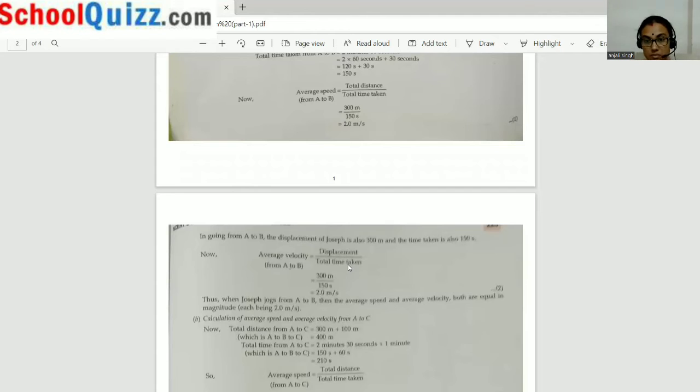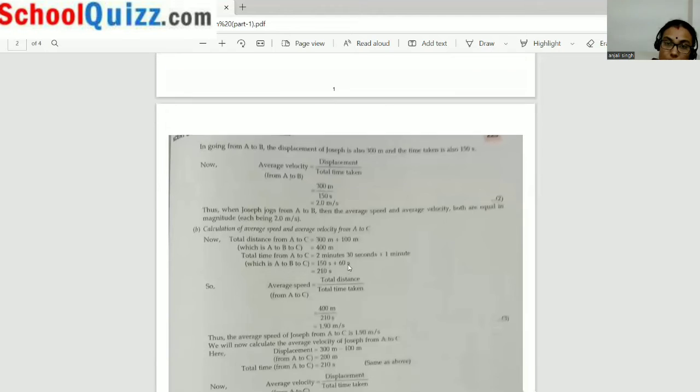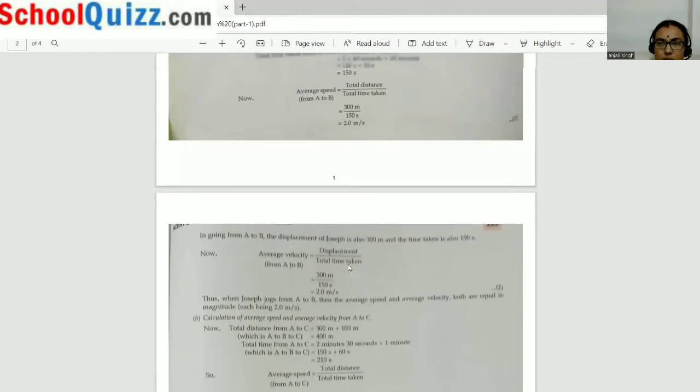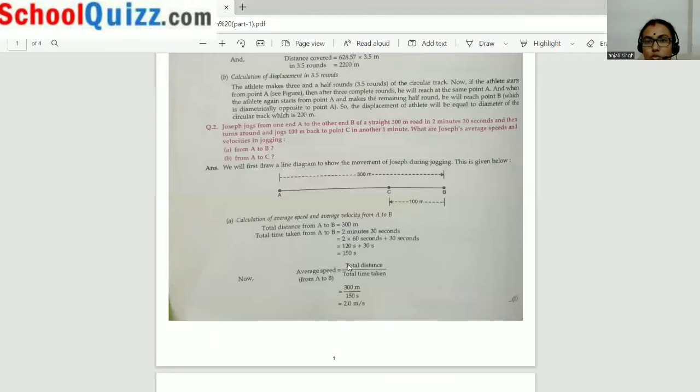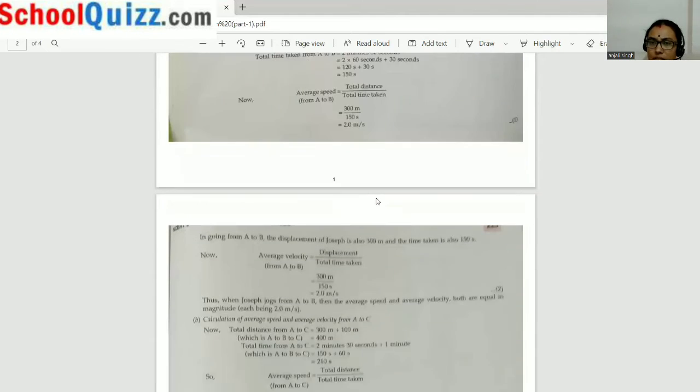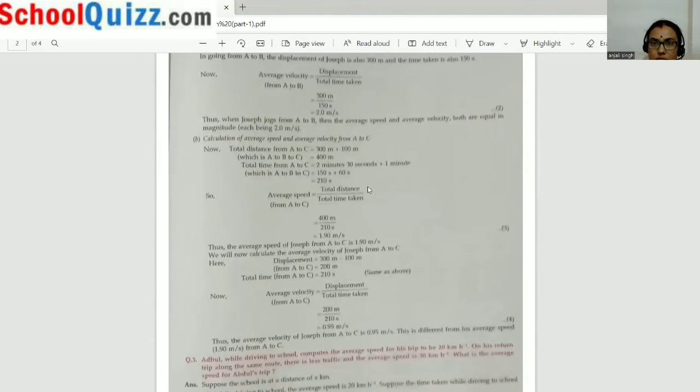What about the displacement? Sorry, what about the average velocity? So the average velocity is displacement upon time. The displacement here, Joseph moved from A to B, you can see in the diagram. So here the displacement is equal to the distance. So the displacement is 300 and the time is 150, same. Again, the distance as well as the displacement is the same.